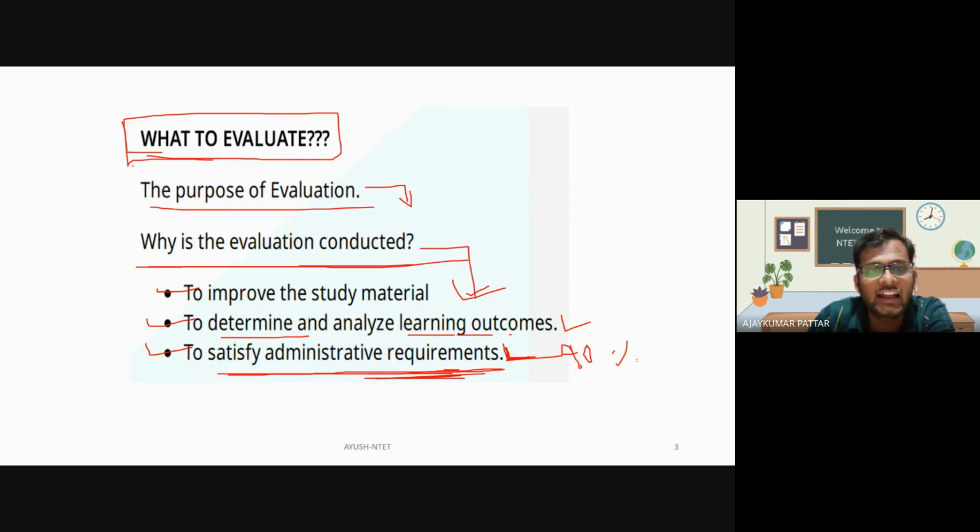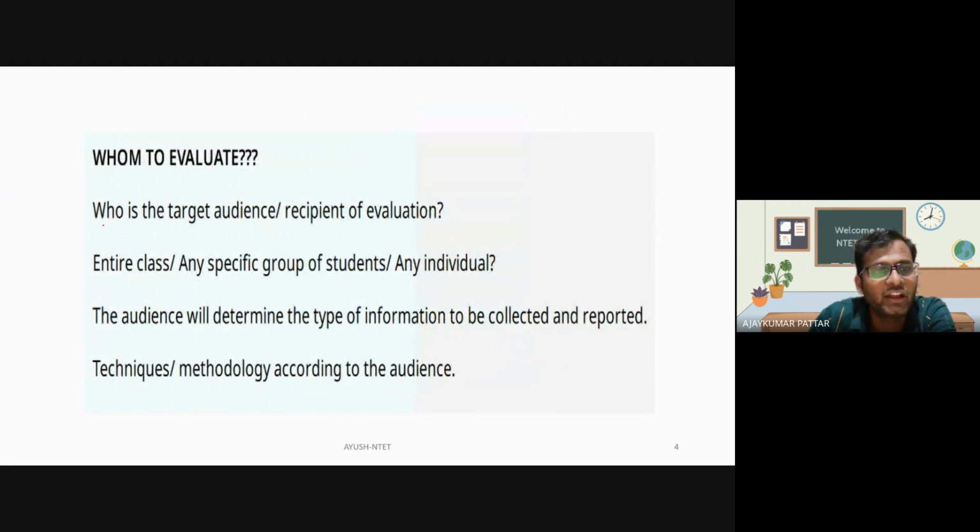What to evaluate, what are we evaluating? Whom to evaluate, who is the target audience or recipient of evaluation? So whom do we have to evaluate, it depends on the target audience, in school children or the recipient, from whom we are evaluating, the recipient, the audience, target audience or recipient of evaluation.